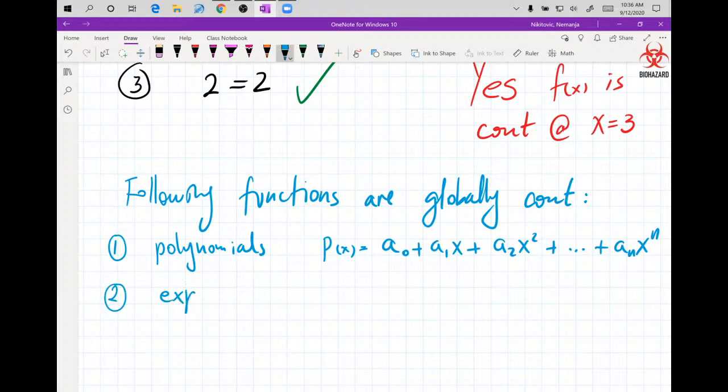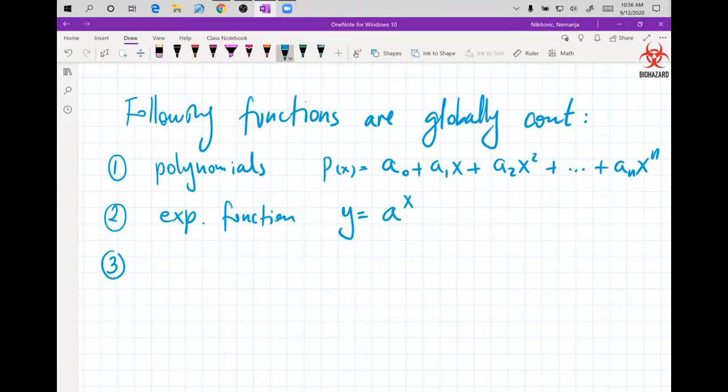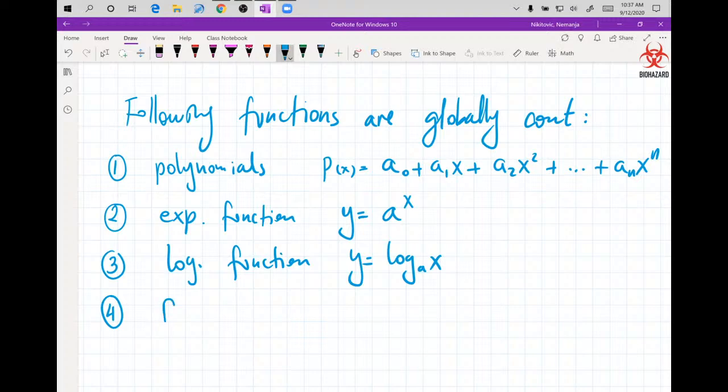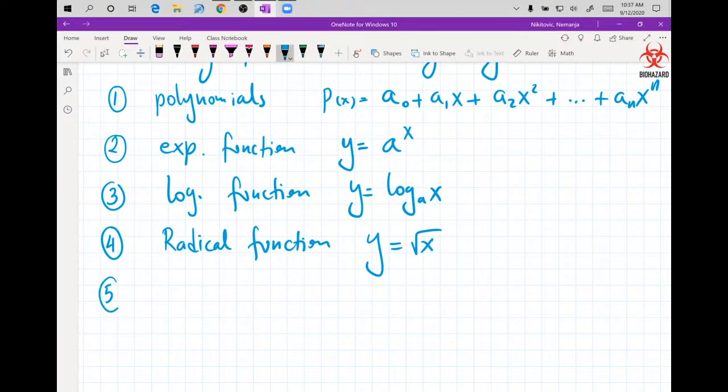Number 2, exponential function, y equals, let's put a to the x or b to the x, whatever. 3, logarithmic function, y equals log base a of x. 4, radical function, y equals square root of x. 5, we have sine x and cosine x only.